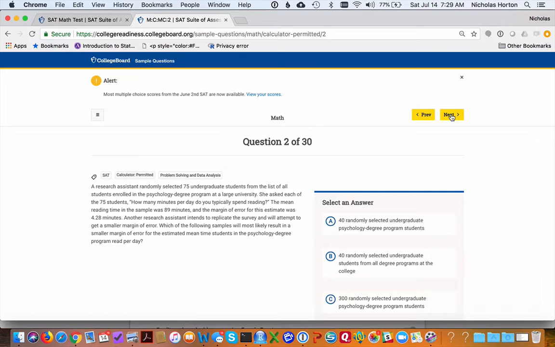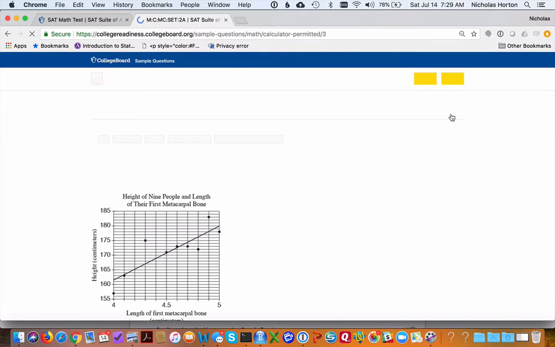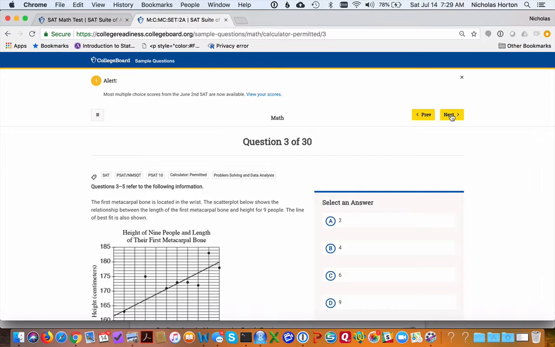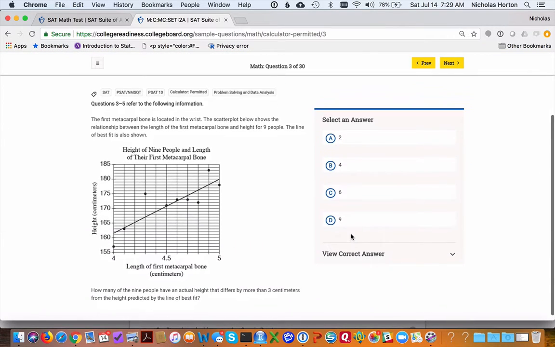It's actually talking about how we think about margin of error, replications, and the like. So it's looking at a survey of undergraduate students, and it asks which will likely result in a smaller margin of error. That's kind of neat. Question 3 is one of 3 questions that are related using the same scatter plot.